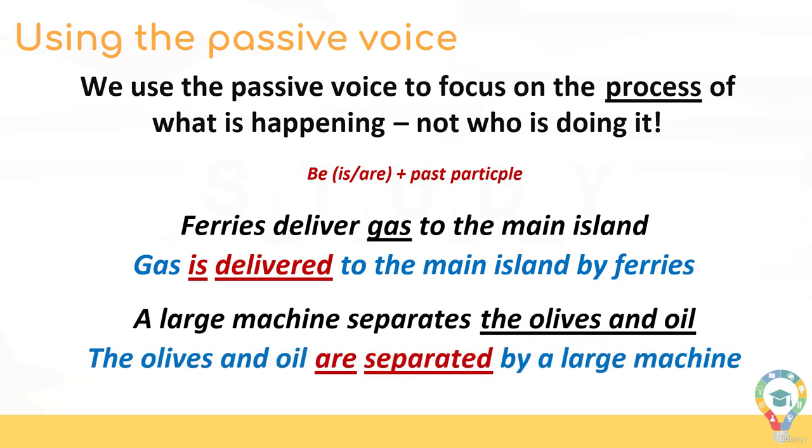Let's take a look at another example. A large machine separates the olives and oil. So we can see that the who is the large machine and the what is the olives and oil. So to make that passive, I do: the olives and oil are separated by a large machine. So in blue, we have examples of passive voice, and I'll be using lots of this in the modelled write shortly coming up. Now let's take a look at the question that I'll be writing the answer for.